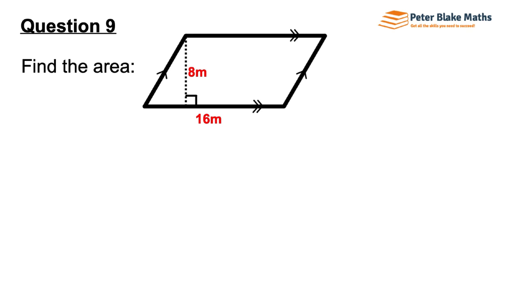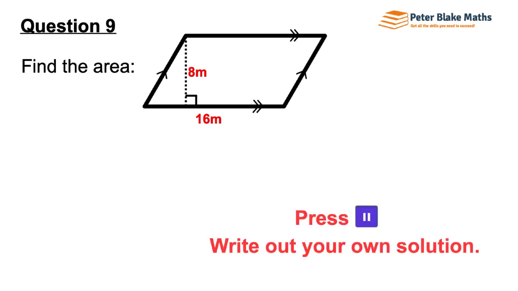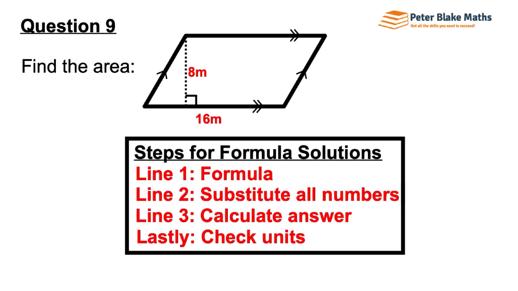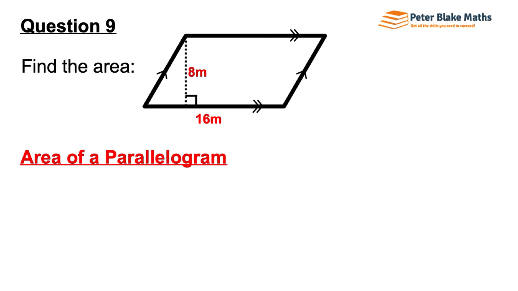Question 9. Find the area of this figure. It's a parallelogram. Okay, the steps for formula type things. We want to write a formula on the first line, substitute all the numbers in that we've got from the question on the second line, and calculate our answer, and we'll just double check our units at the end. So the formula for this is the area of a parallelogram.